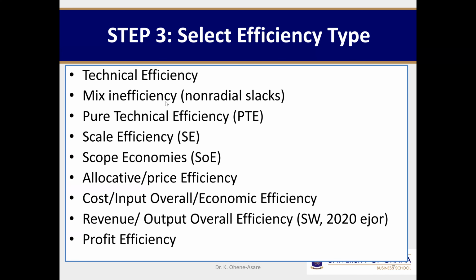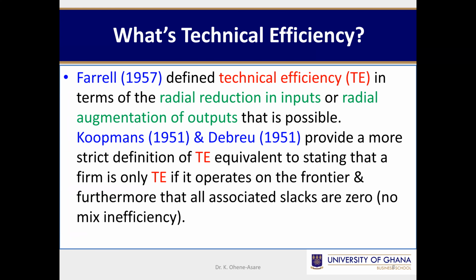Okay, so you got to know all of these efficiencies. We'll look at them one by one. So let's start with the first one. The first one is known as technical efficiency. Technical has to do with the mind. It has to do with the acumen. It has to do with the management.